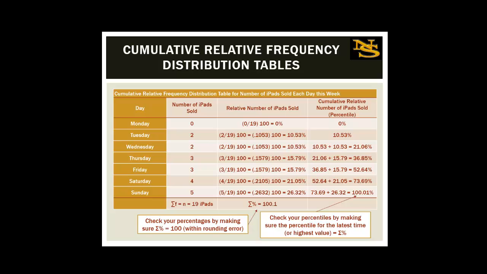So more than half of iPads were sold before the weekend. You can think about it that way. Moving on, we take that 52.64%, the percentile for Friday, add it to the percentage for the next later value, which is Saturday, 21.05. You get 73.69. Now I want you to try to say out loud in plain English, the way I've been doing it, the interpretation of this 73.69.